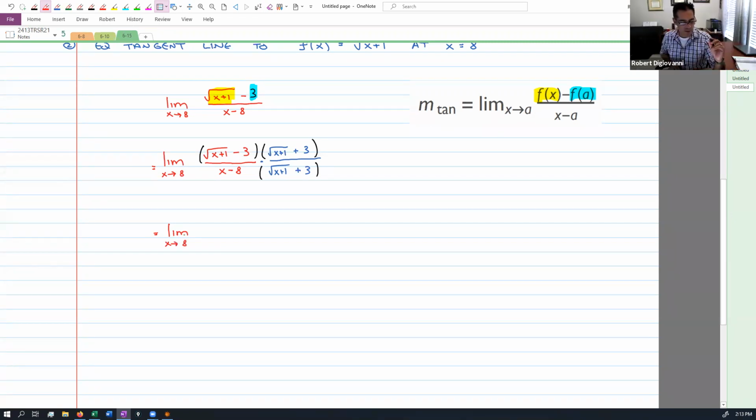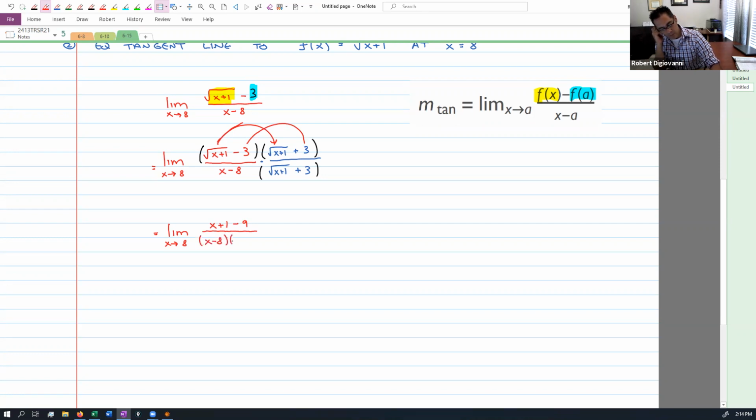All right, so we've got this, and now let's do our FOIL. So here to here is x plus 1. Do I need to multiply out the middle terms? Nope, because they're going to go away. That's the whole idea. And so the only thing left is the last terms. Negative 3 times positive 3 is minus 9. And then over the x minus 8.